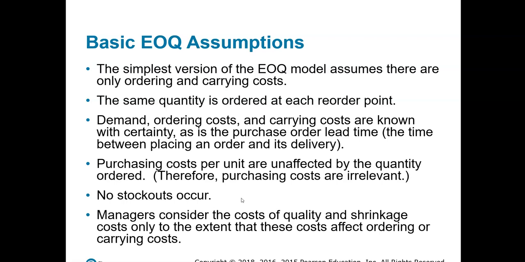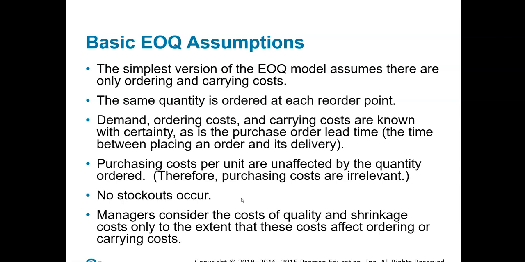Demand, ordering costs, and carrying costs are known with certainty, as is the purchase order lead time. And the purchase order lead time is simply the time between placing an order and the time it arrives. For example, if I place an order on Monday and the order arrives on Wednesday, then my lead time is 2 days. The difference between the day I order it and the day it arrives.